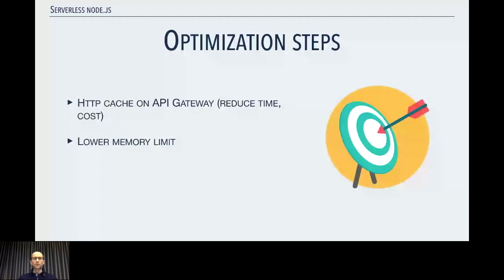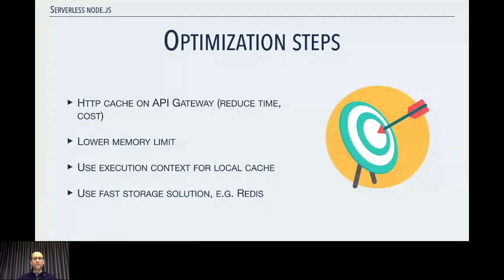It's quite wise to use execution context. That's the ephemeral memory cache that I was mentioning on one slide. When you use that, you can save a lot of time if you have some more complex computations. And last but not least, if you are using some external services, make sure they are quite fast, because if you wait for something external, you just pay for that time. So for example, if you need some cache memory, you can use Redis, which is quite fast.